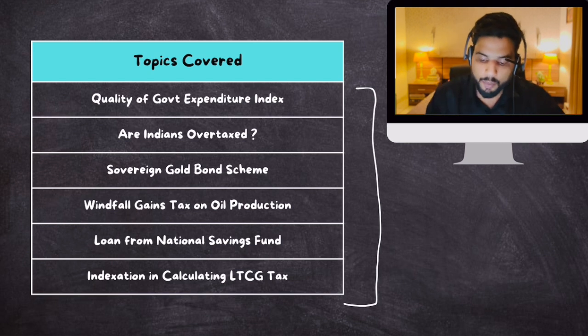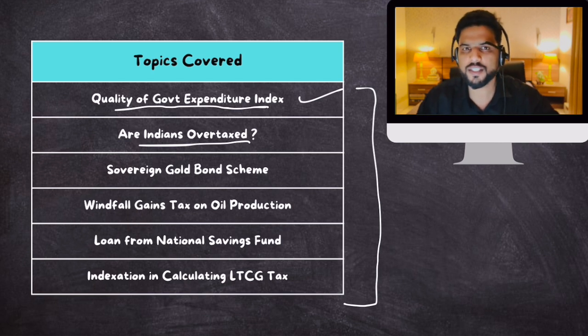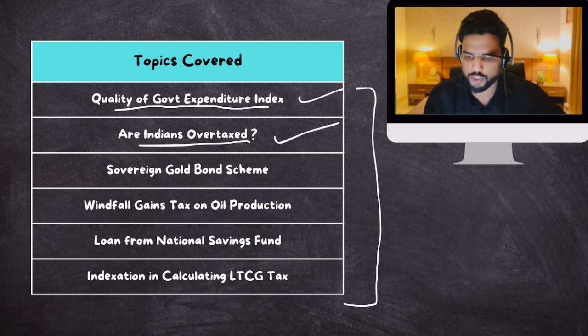Number 1 topic is RBI's Quality of Government Expenditure Index. Then there was an article in the Indian Express Explained section which asked: are Indians overtaxed? Just before the budget, there is this noise that the Government of India needs to reduce taxes. So the pertinent question is, are Indians overtaxed? Is the taxation system in India too burdensome as compared to other countries? We will find out through this discussion.